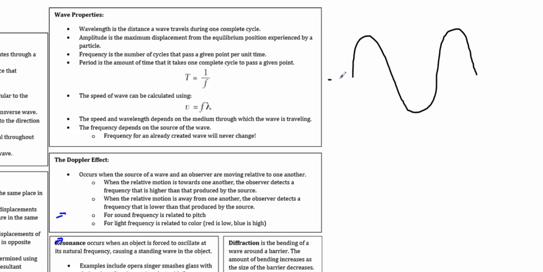So here I have a wave. This would be my equilibrium line. My wavelength is where the wave repeats itself. So maybe it's from crest to crest. This would be one whole wavelength, written as lambda.